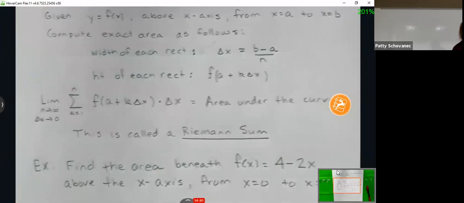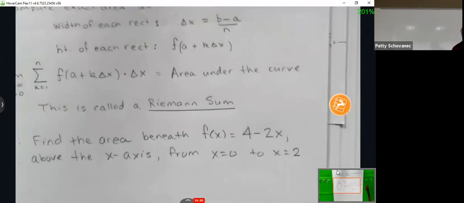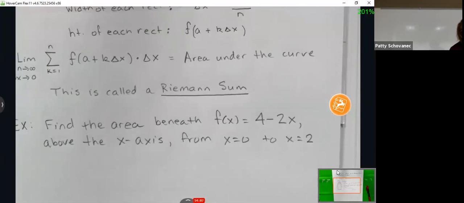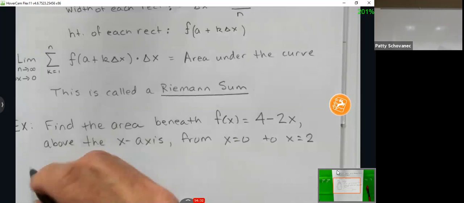I chose this one because we're going to do it with geometry. Then we'll do it with a Riemann sum. And then I'm going to show you the connection between this and the antiderivative of this function. So draw that graph. It's a line with a negative slope, y-intercept of 4, and look there, the x-intercept is 2. So it's the line right here.